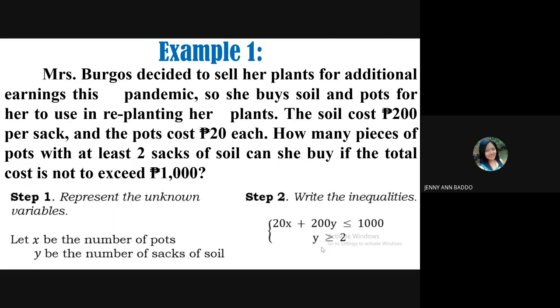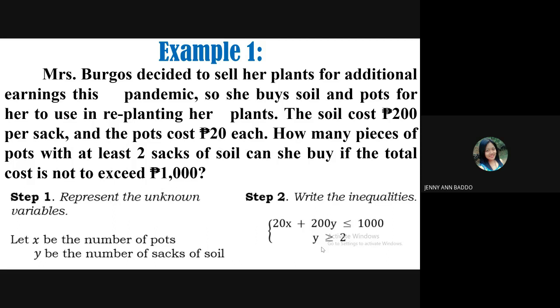Since the problem asks for the number of pots that she can buy with at least 2 sacks of soil, the number of sacks of soil should be at least, that is, greater than or equal to 2. So we have y is greater than or equal to 2.